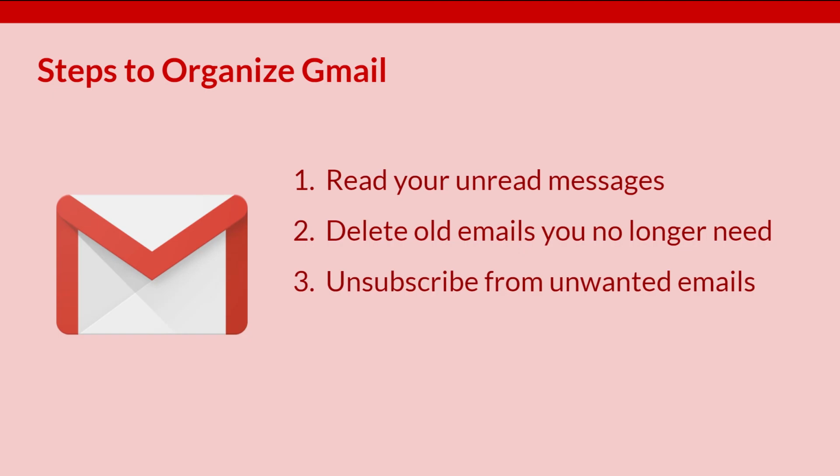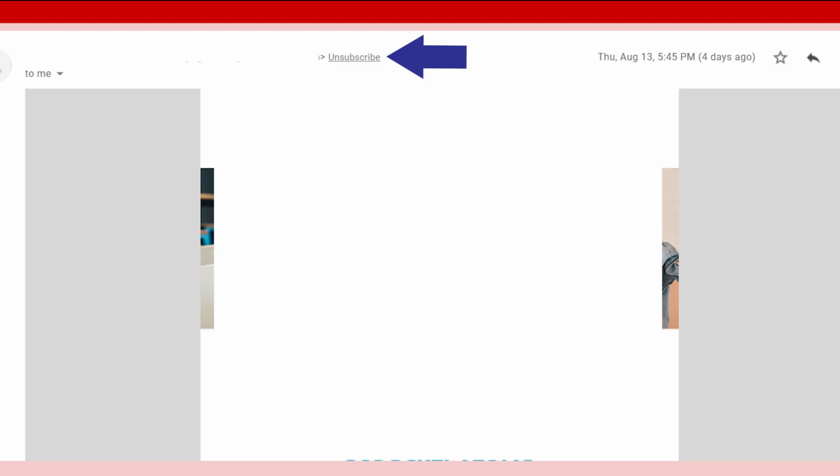Unsubscribe from unwanted emails. You may have used your school Gmail to sign up for a tech tool you use in school. Now you're receiving updates. You can unsubscribe from email lists by opening the email and clicking the Unsubscribe option at the top. Sometimes this is located at the bottom of the email as well.